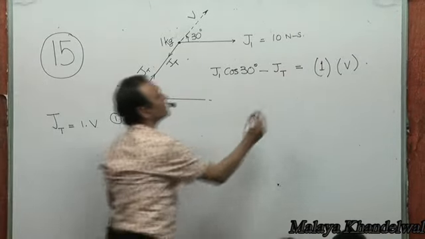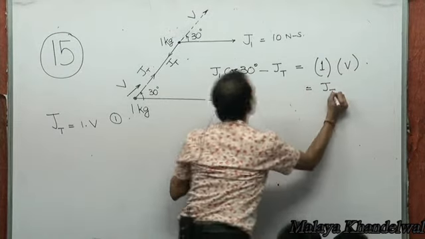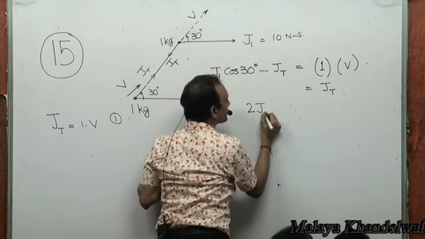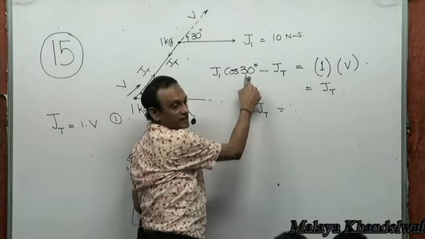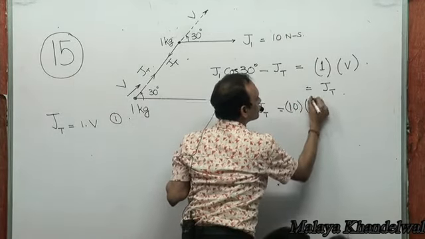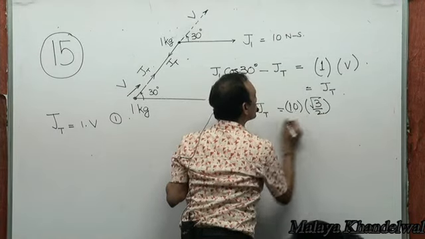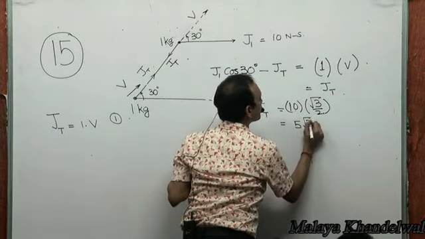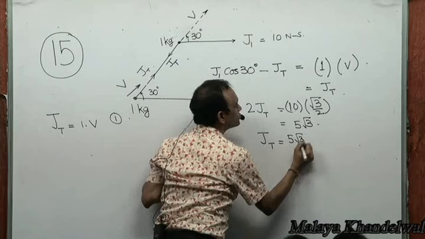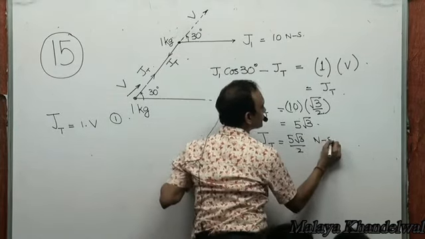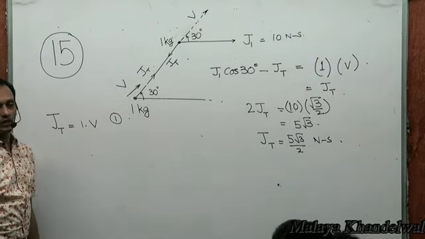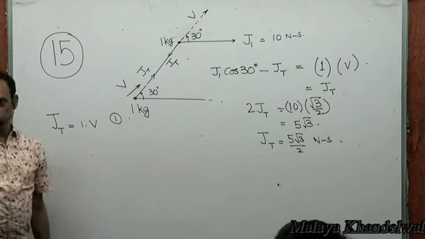1 into V is JT. So this is JT, as you can see, right? So 2JT is J1 cos 30 degrees. J1 cos 30 degrees means 10 into root 3 by 2, which is 5 root 3. So the impulse of the tension is 5 root 3 by 2 Newton second. Yes or no? Got me?